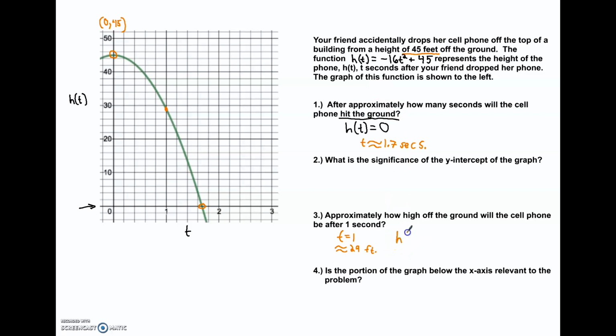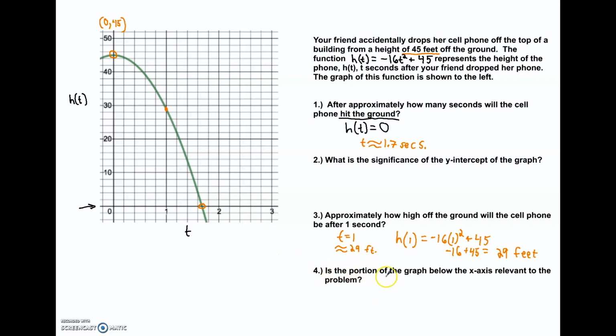You could do h of 1. Plug in 1 to find out what the height is. So h of 1 is negative 16 times 1 squared plus 45. 1 squared is 1, times negative 16 is negative 16, plus 45 is equal to 29. So we actually hit the nail right on the head. The function gives us the exact height. The graph gives us a nice approximation. So the height of the phone is 29 feet after 1 second. So this word problem is really just saying, plug in 1, or look at the graph at 1 and trace it up with your eyeballs to see what the height is.